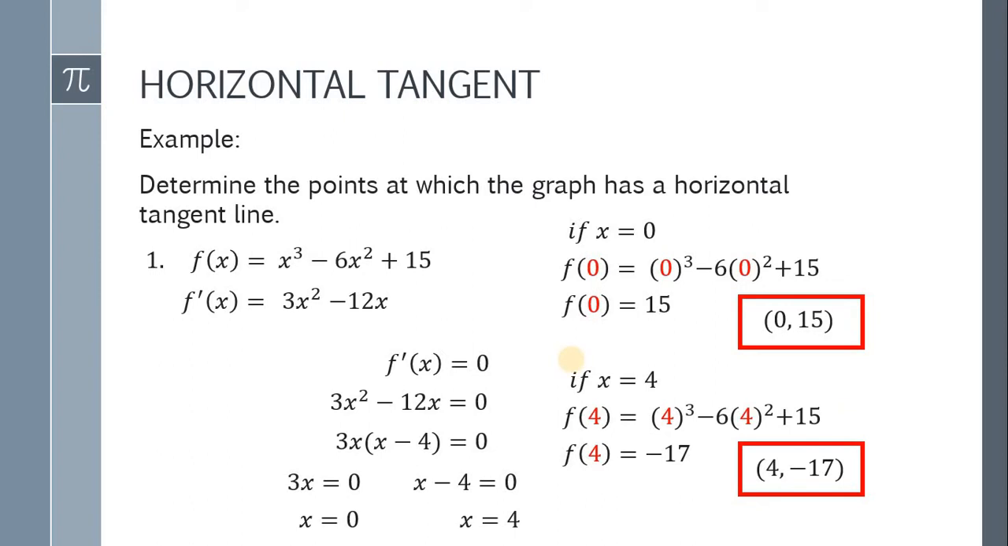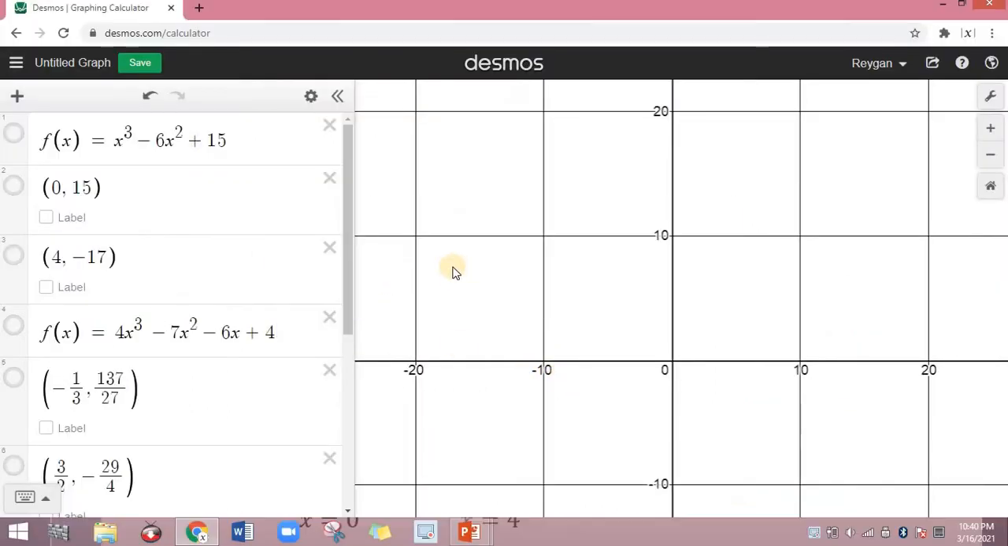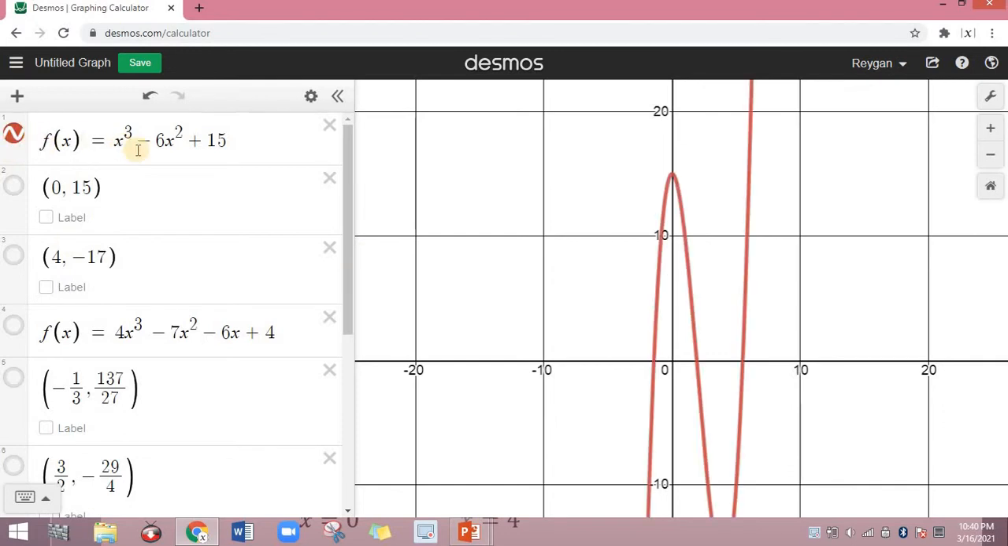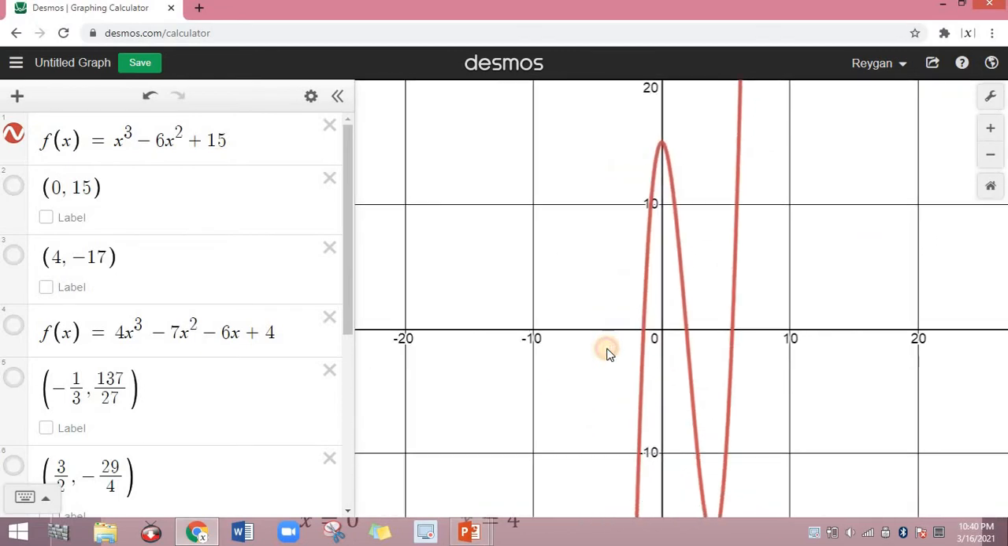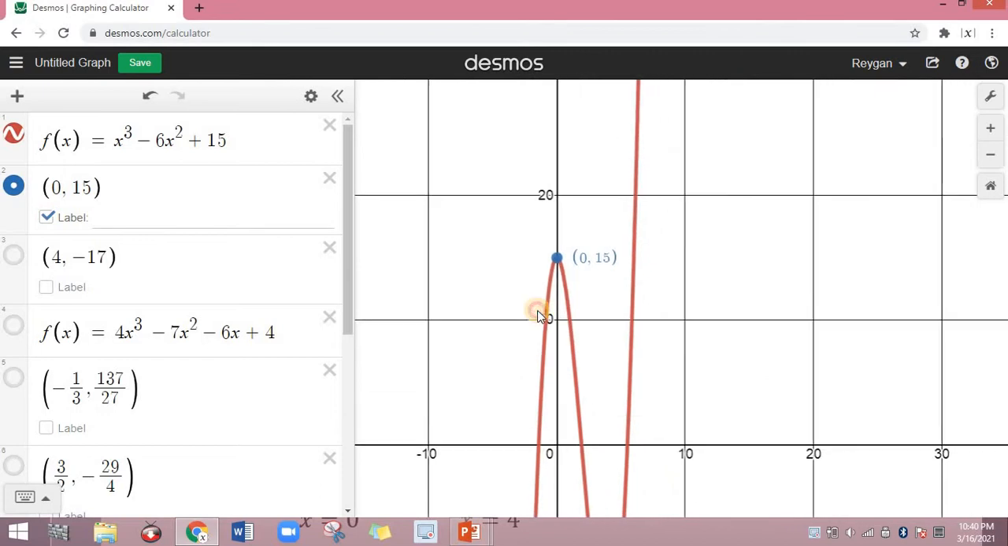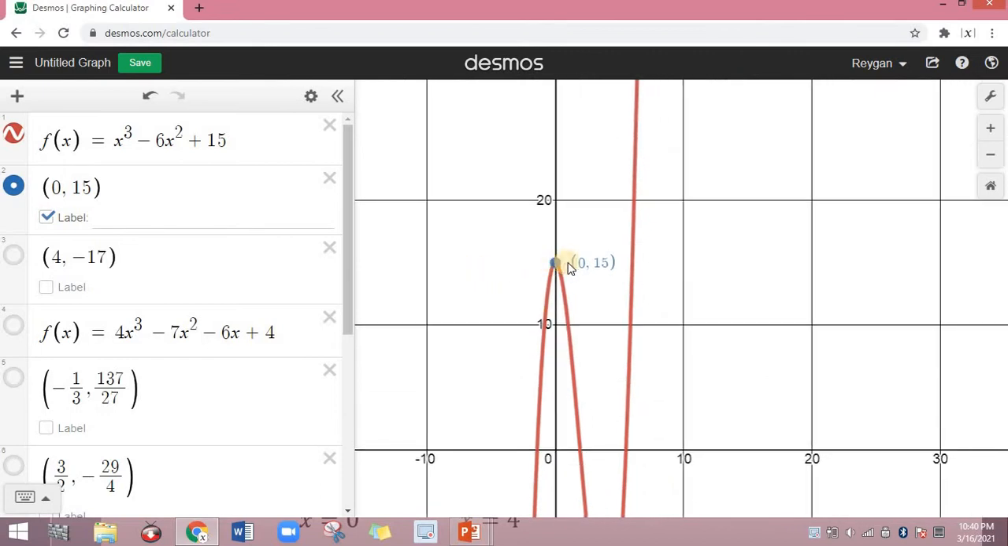Now, to double check our answer, gagamit tayo ng Desmos. Ginawa ko na siya kanina para yung checking natin ay hindi na ganun katagal. So yung una nating example must be this one. F of x equals to x cubed minus 6x squared plus 15. Ito yung kanyang graph. Next, yung nakuha natin na points kung saan siya nagkaroon ng horizontal tangent is 0, 15. Ito yun. Lagyan natin ng label para makita natin. Now, as you can see, at that point, magkakaroon tayo ng horizontal tangent for sure. Kasi yan yung peak. Yan yung maximum point.